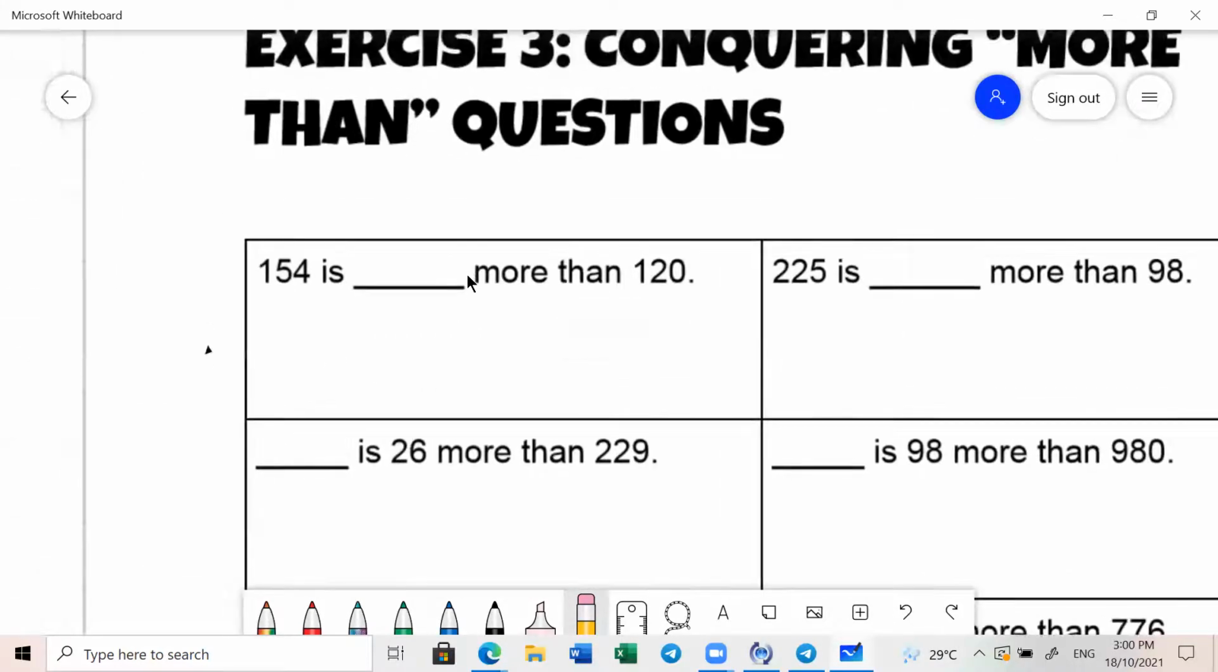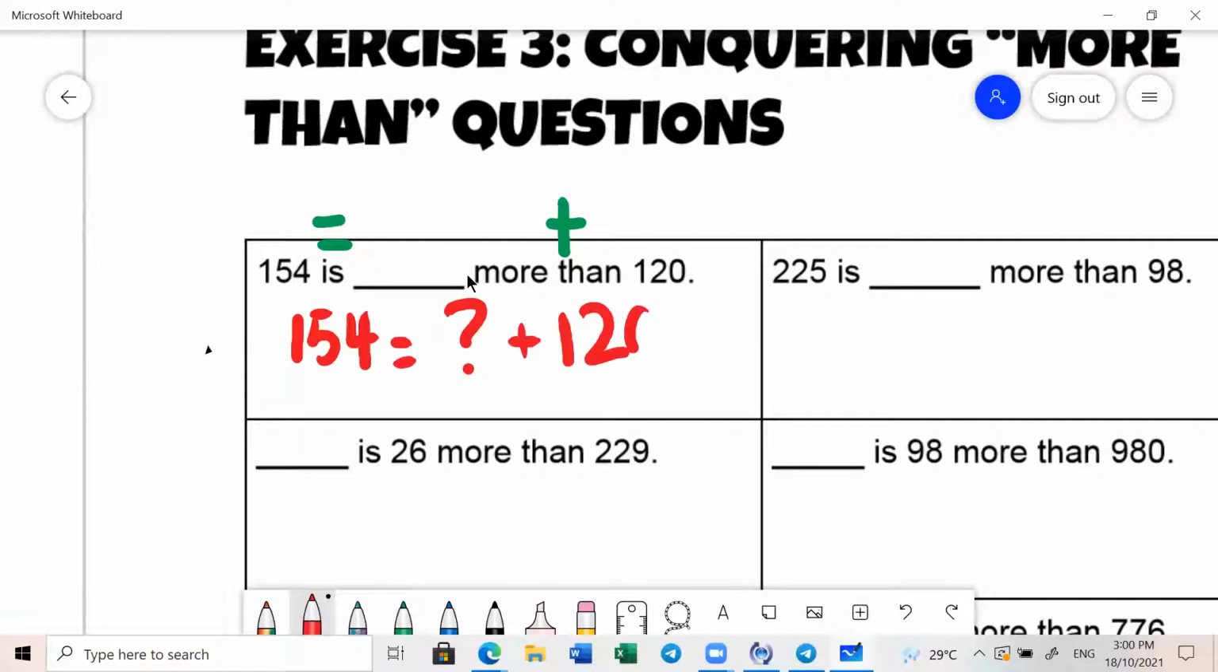Okay, whenever you see the word "is," just now when I first started the video, I said we have to understand the meaning of this word. And the meaning of this word is, right? You put an equal sign. Whenever you see the word "more than," you put plus, okay? Then write it out. So what you want to do is 154 is equals to question mark plus 120.